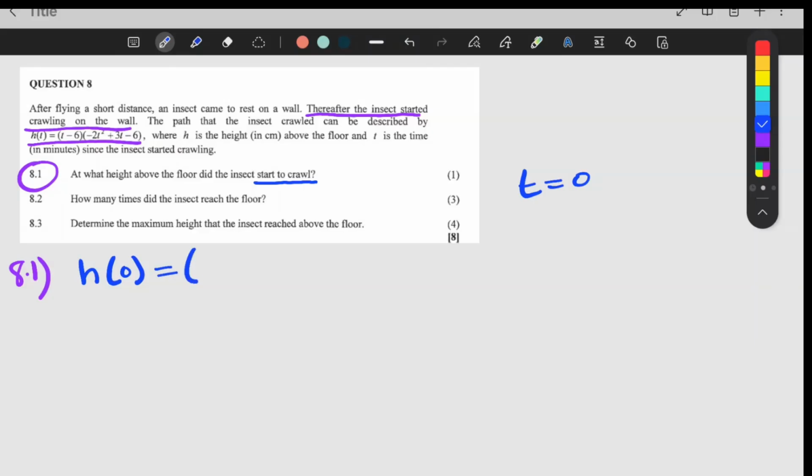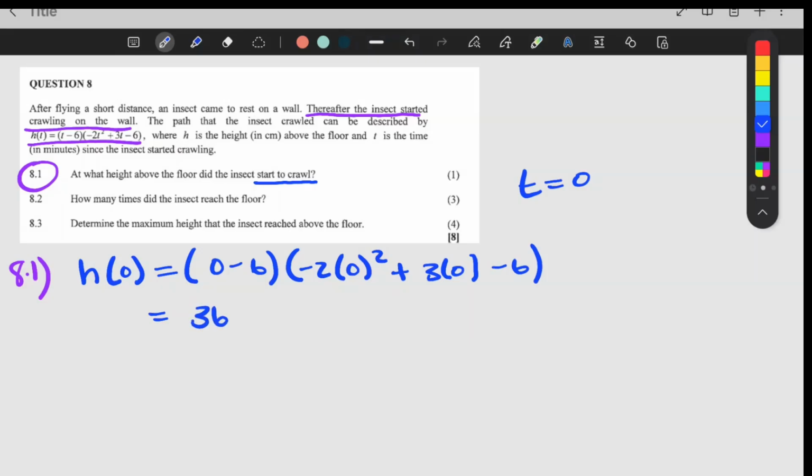And then I'm just going to make t 0. So wherever t is, that is now 0 because no time has passed. Okay? And then if you put this all in the calculator, your answer is 36. So the height above the floor is 36 centimeters. Okay, so remember when you start, your time is 0.